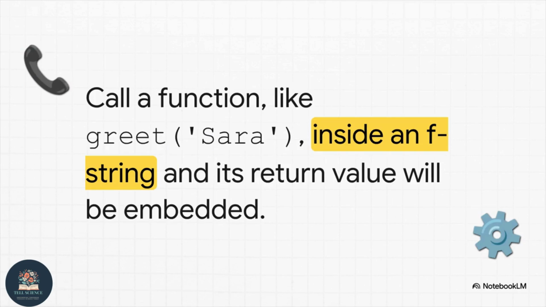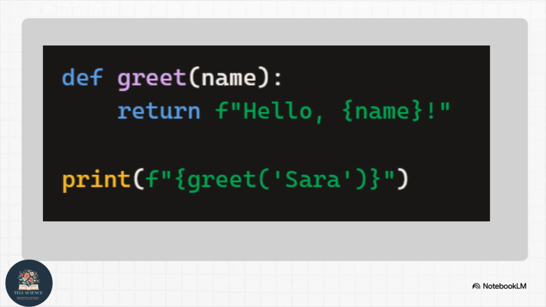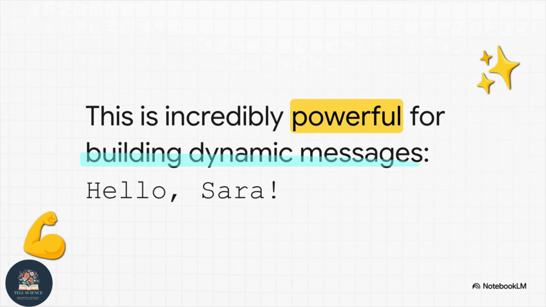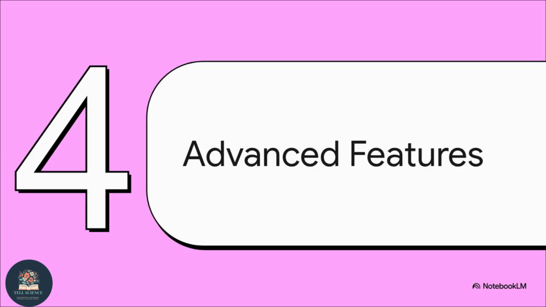And it gets even cooler. You can call entire functions from inside an f-string. Here, we've got this simple little function called greet, and in our print statement, we're calling that function, greet Sarah, right from inside the curly braces. Python runs the function, grabs its return value, and sticks it right into the final string. The result, hello, Sarah. This is just incredibly powerful for building dynamic messages without needing a bunch of extra temporary variables or steps.